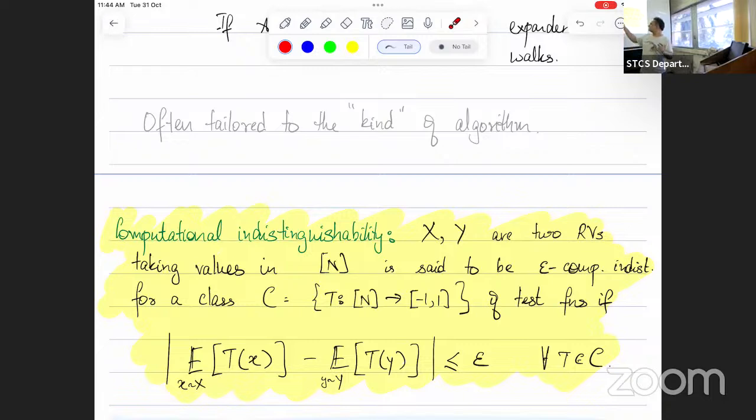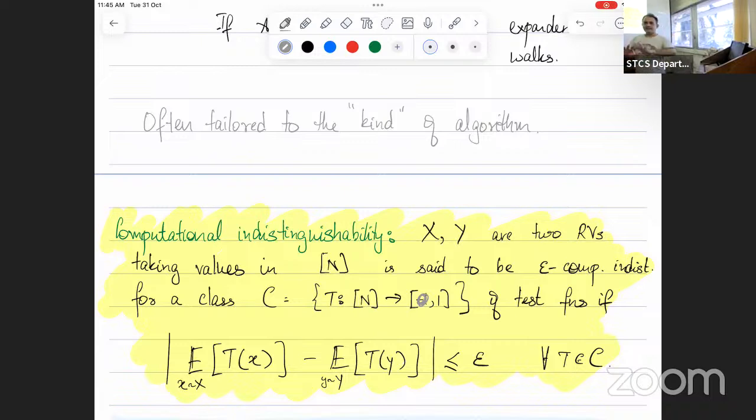In which case, if you just replace the class C by the set of all possible functions from n to -1, 1, it suffices to just say T is all tests. I mean, T is a Boolean function. It doesn't matter whether the range is -1, 1 or, had I instead made it, let's say 0, 1 here. It doesn't matter.